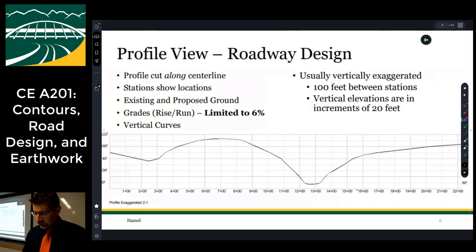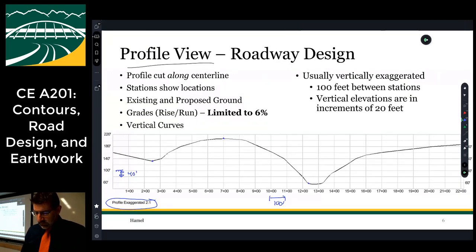Okay, so stations. Oftentimes the profile is used to show both existing and proposed ground, right? In this case, I've shown you the existing, but what we're trying to talk about here is a proposed road. And it turns out that if you were to make a proposed road here, it would probably want to look something like this.